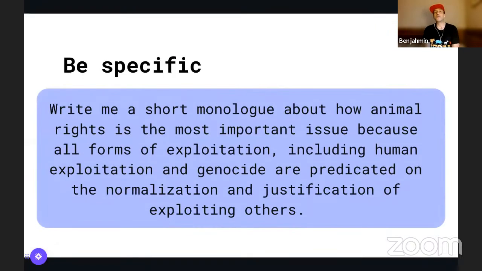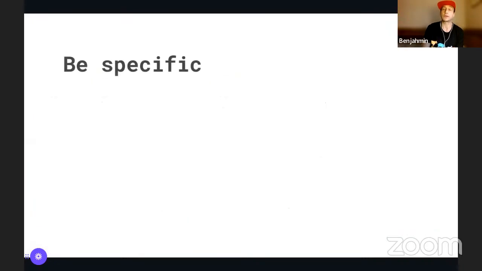All right, and then don't be afraid to be specific. Here's an example where I got really specific. Write me a short monologue about how animal rights is the most important issue because all forms of exploitation, including human exploitation and genocide, are predicated on the normalization and justification of exploiting others. So don't be afraid to just play around, because it's the free version, and I've never tapped out when it comes to how many inputs it's let me do. So I really encourage you to get started.